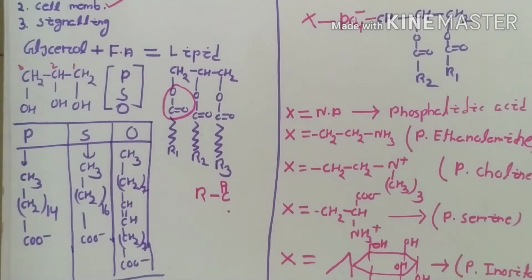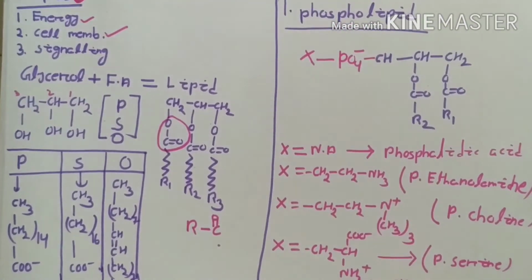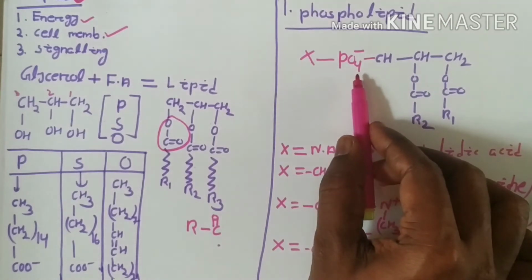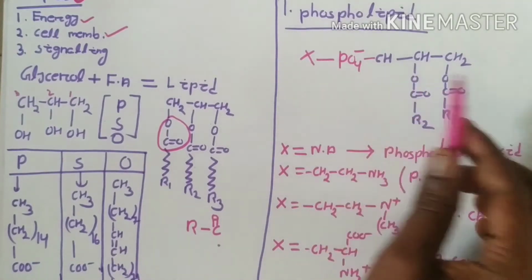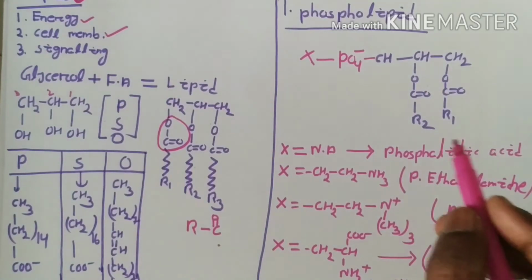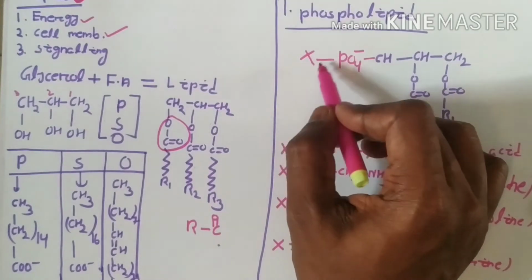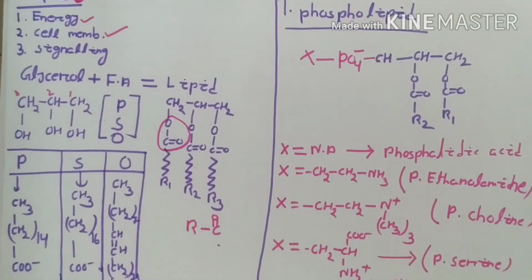The lipids are divided into 3 subcategories. One is phospholipid, glycolipid and sphingolipid. First we will go through phospholipid. If we see the structure of phospholipid, it is mostly similar to triacylglycerol, but it has a phosphate group and some extra polar group at the 3rd carbon. This X group can be a different type of functional group.